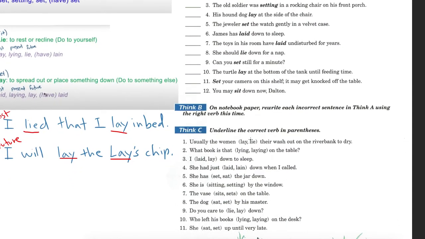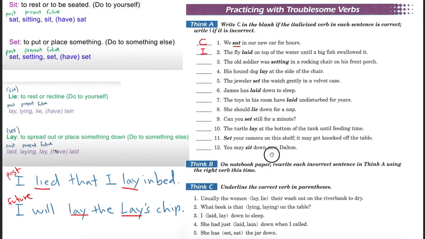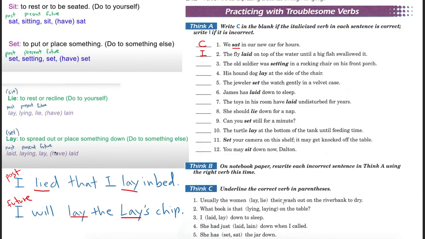Think C, underline the correct verb in the parentheses. Usually the women lay or lie their wash out on the riverbank to dry. So their wash means like the dirty clothes. This is like an old word for dirty clothes. So usually the women, is it lay or lie?